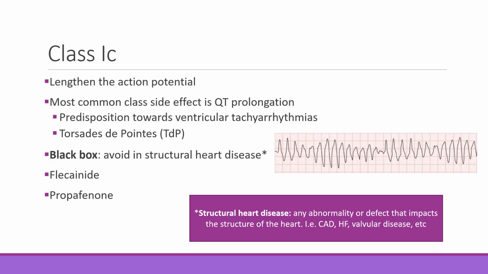Okay, so for our class 1C agents, which are flecainide and propafenone, you may see these in the outpatient setting, and really they should be reserved only for patients that have no other major risk factors. You'll see again that these are the ones that are going to cause QT prolongation, and they have a very high risk of torsades. They should never be used in patients that have structural heart disease, so if anybody has heart failure or is post-MI, they should not be used in these patients.